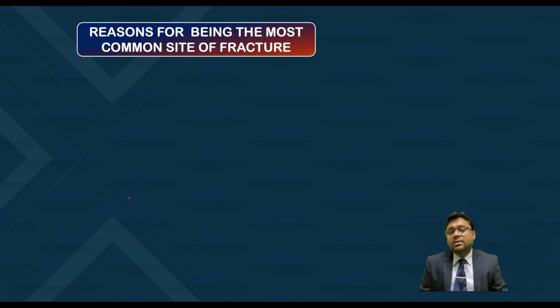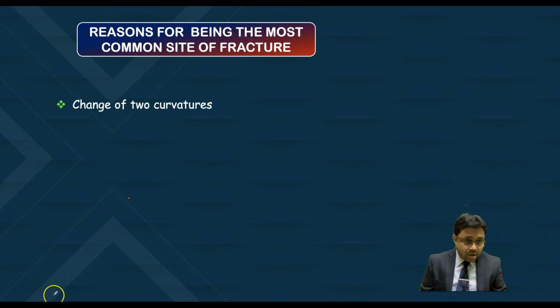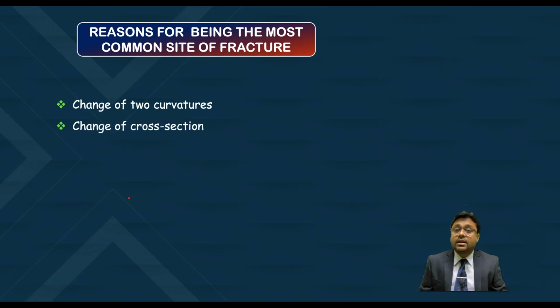Let's see what are the points in favor. That's the change of two curvatures. As I told you, the lateral portion is a bit flatter on cross section, the medial portion a bit cylindrical. So this makes the zone vulnerable. Secondly, that is a change of cross section. Okay, two curvatures and two cross sections, they change over these zones, that makes the joint zone a bit weaker.